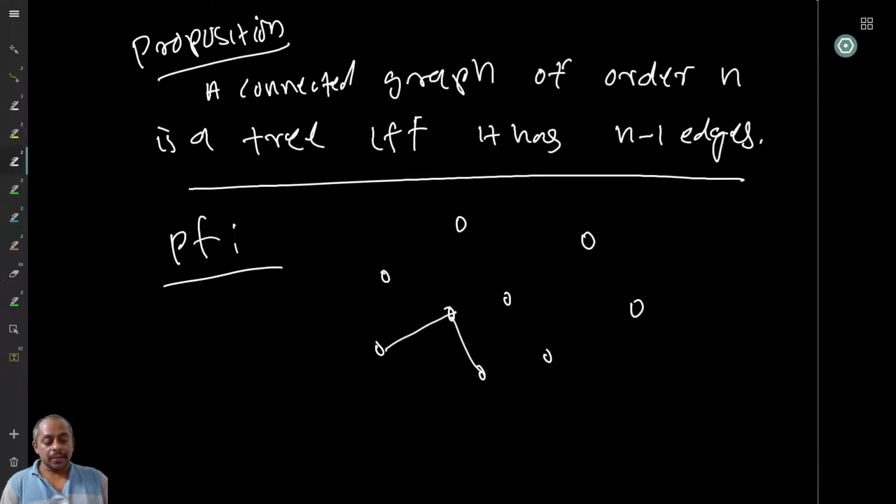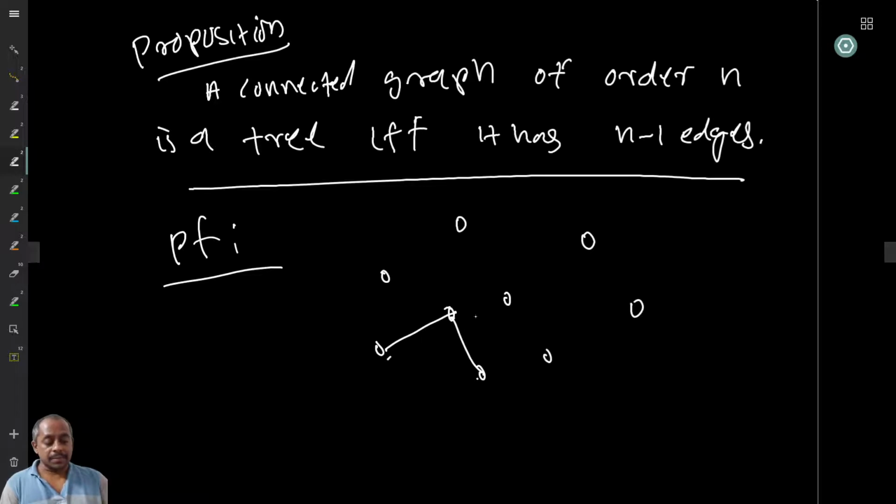Now, if I add an edge between the vertices of a component, it will not decrease the number of components. But it will create a cycle, right? So for the time being, let us not add such an edge, and let us see that we just keep on increasing the edges so that the number of components decreases every time.